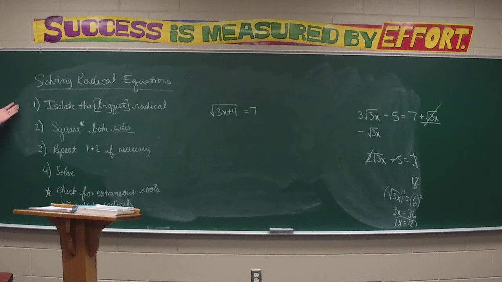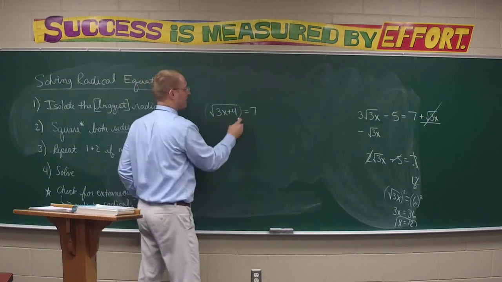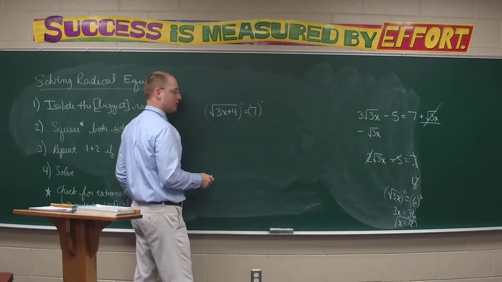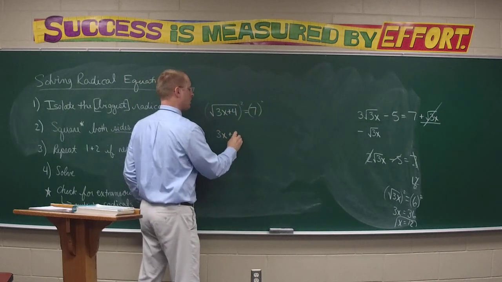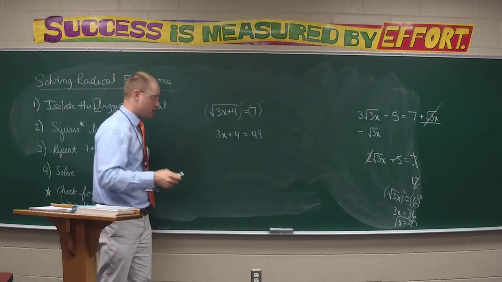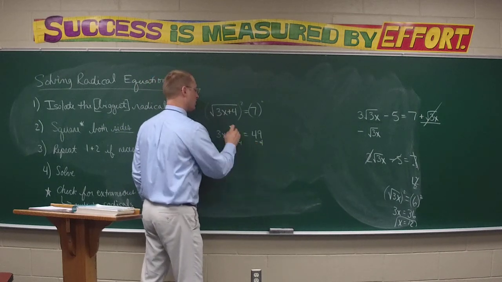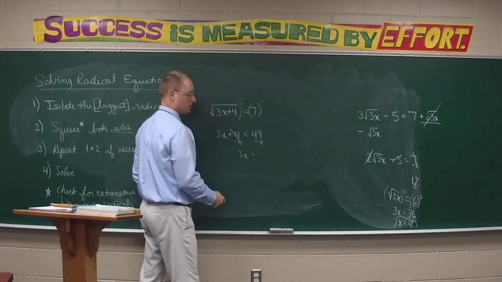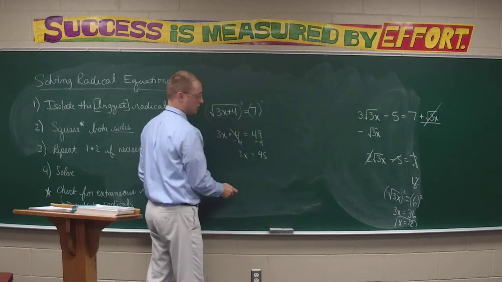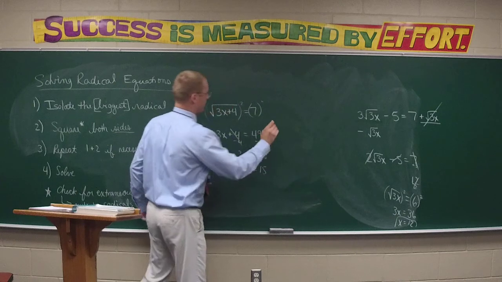Well, thoughts on step 1, class? It's already isolated. It's done did. So all we got to do is go to step 2, which is to square both sides, Audrey. 3x plus 4 equals 49. And now finish it out here, Genesis. Minus 4. 45. 15. And there we go.